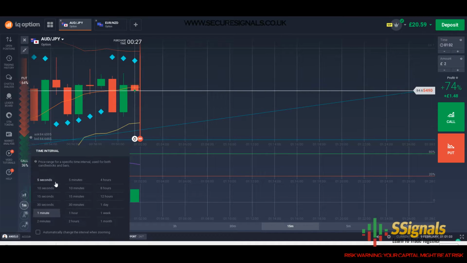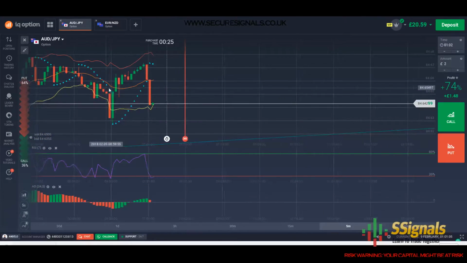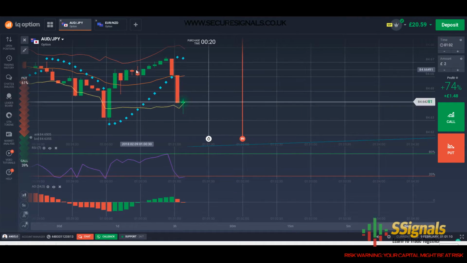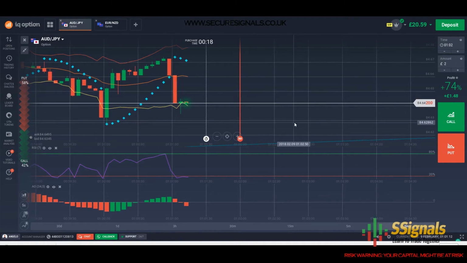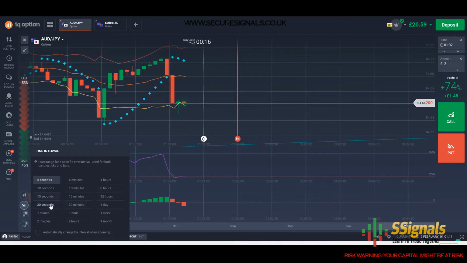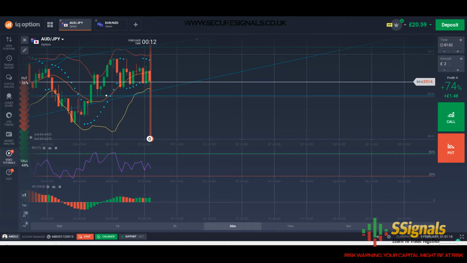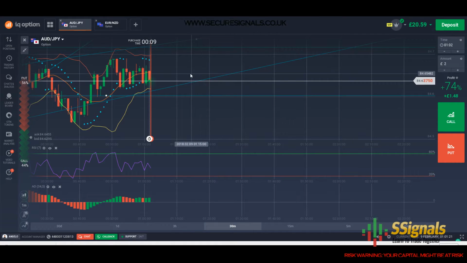So I hope you saw what I did there. I've used the 5 second as a confirmation tool. I saw this candle here and I was like, it has to be a guaranteed win. If it doesn't win, it's due to the market conditions. I followed my system, and that's just how it goes. And at the end of the day, trading is a numbers game. You stick to your system, eventually it'll pay off. You just got to keep going at it.